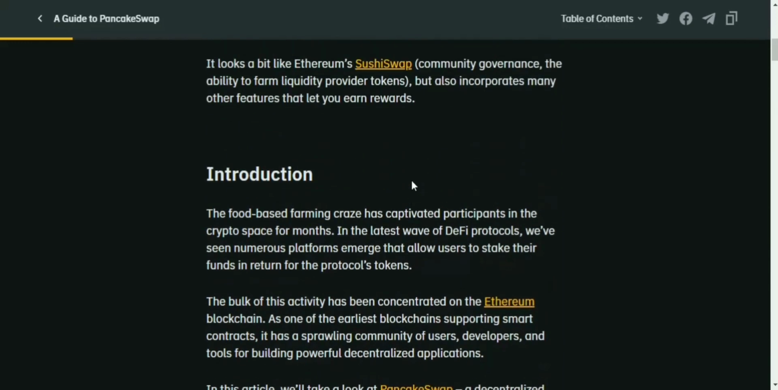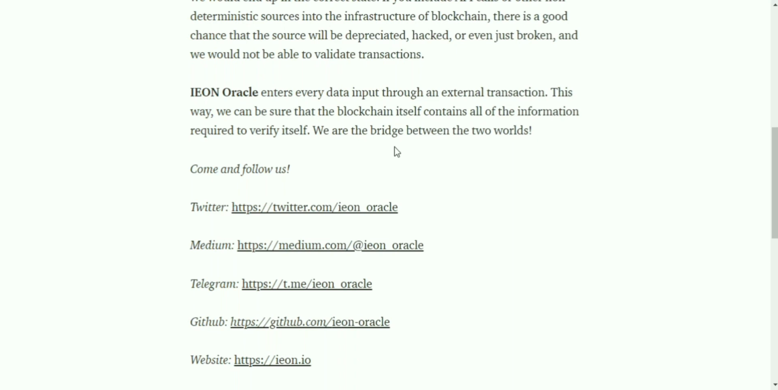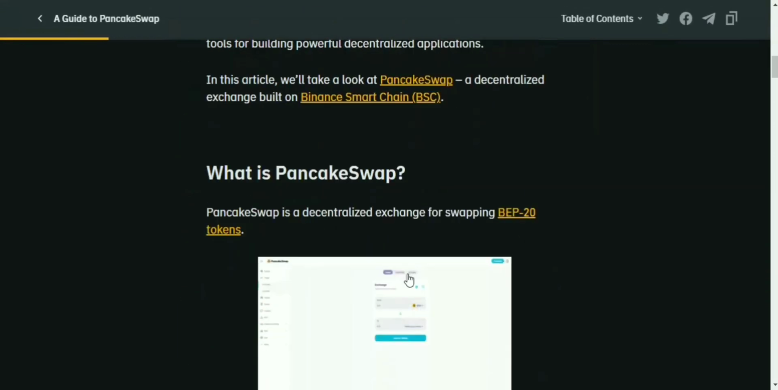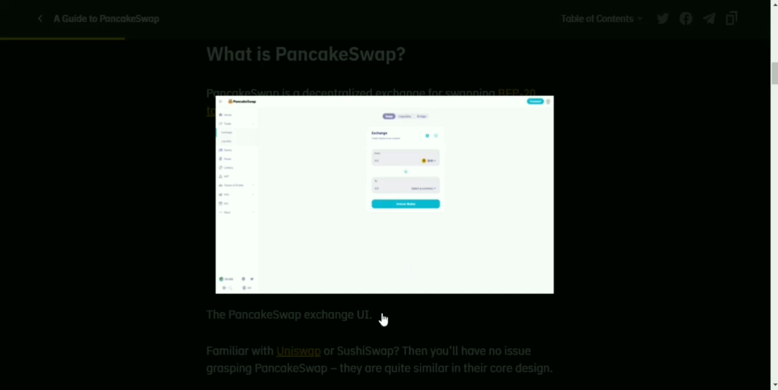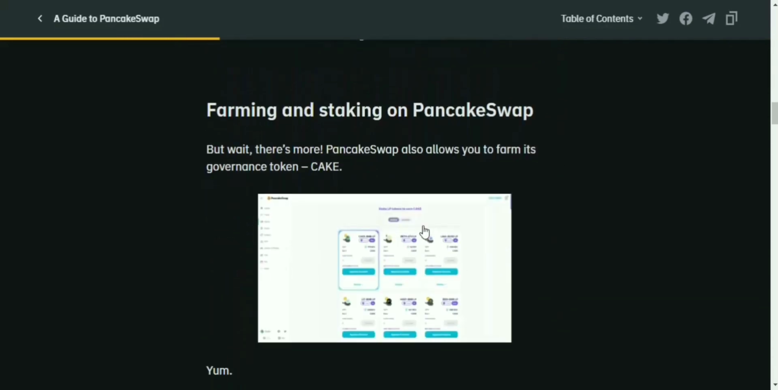That means while you can trade digital assets on the platform, there isn't an order book where you are matched with someone else. Instead, you trade against a liquidity pool. Those pools are filled with other users' funds. They deposit them into the pool, receiving liquidity provider or LP tokens. In return, they can use those tokens to reclaim their share plus a portion of the trading fees. So in short, you can trade BEP20 tokens or add liquidity and earn rewards.